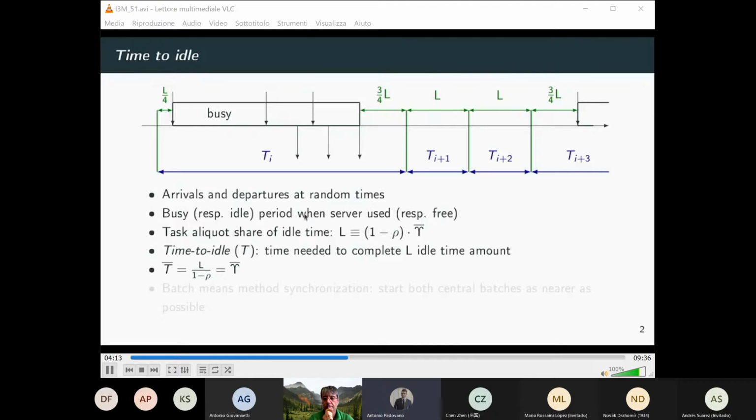This problem is solved in part using the batch means method for the estimation of the mean waiting time. There are several ways to implement it. We have done it by looking, in the central batches, for the nearest arrival with respect to the starting point of a time to idle random variable.